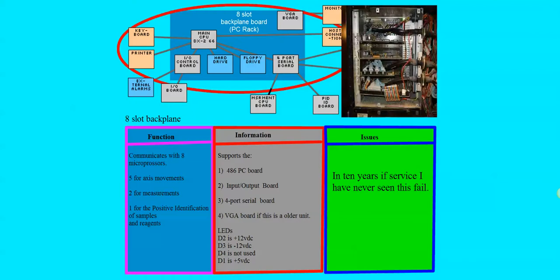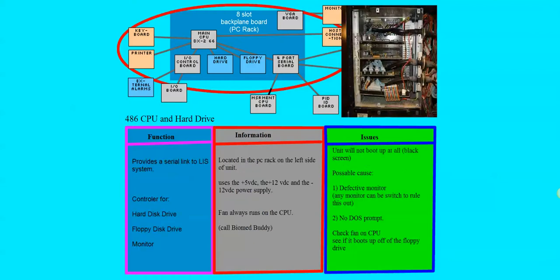On the 8-slot backplane board, you will see 3 diodes that indicate all of these power supplies are okay. D1 is the 5 volts, D2 is the plus 12, D3 is the negative 12. I have never seen any issues with the 8-slot backplane board. It simply communicates between the 486 on the input-output control board, the 4-port serial board, and possibly the VGA board.